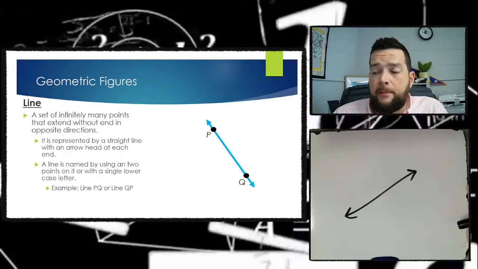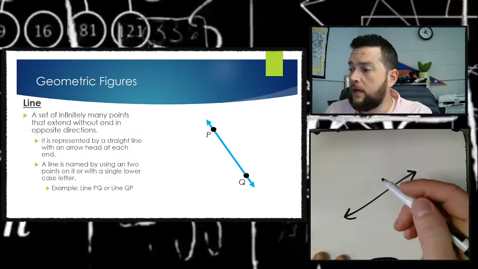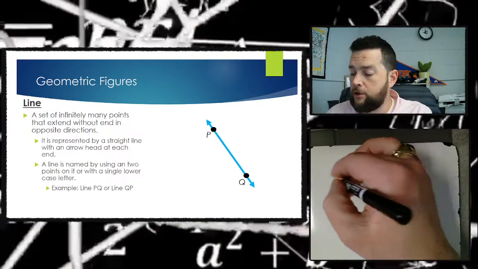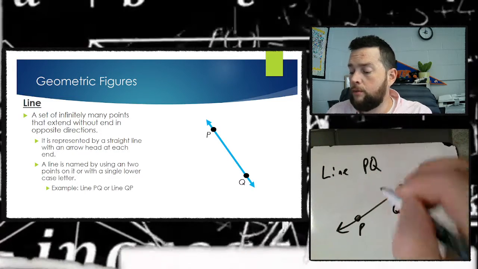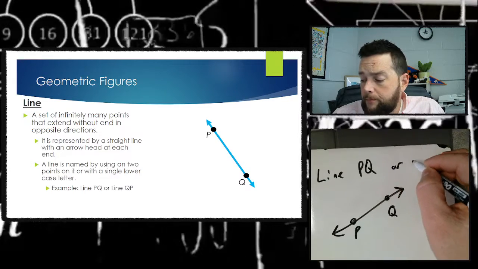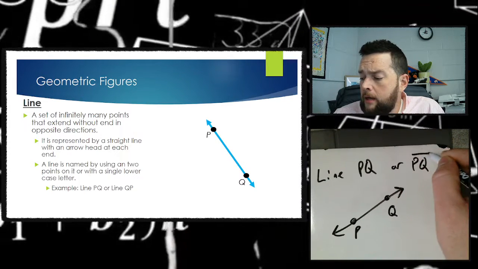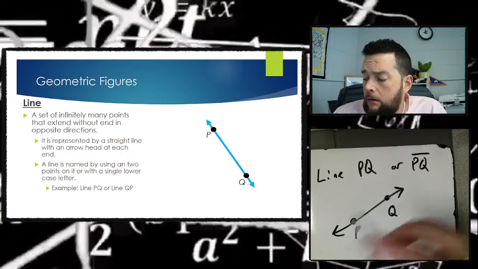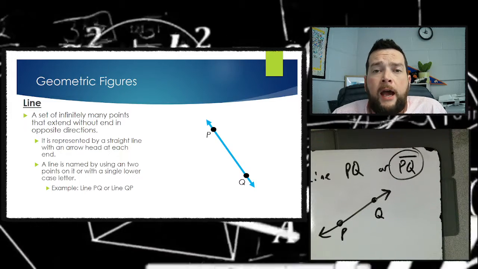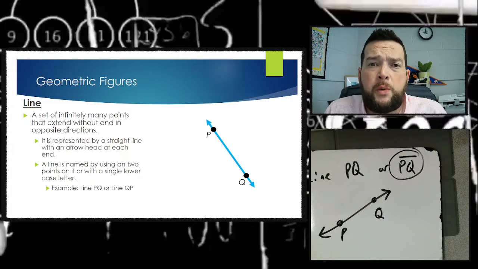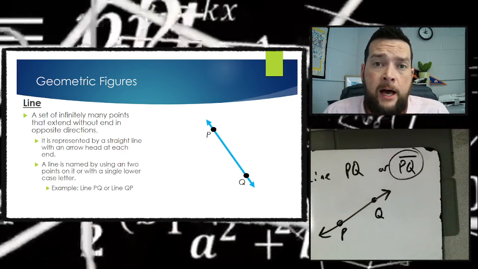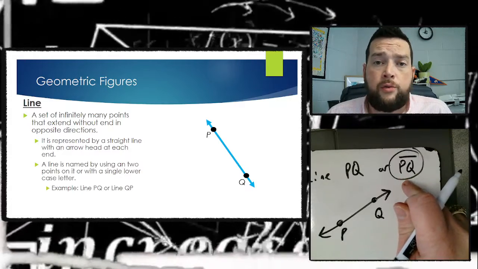A line can be named by using two points that are on the line. That's one way to name it. You could say this right here was line PQ, since we had each of these labeled P and Q. Another way we can name it is by writing PQ and putting a line over the top of it. That's a very short way to write line PQ, and that's the predominant way you're going to see it, especially when you take geometry in high school. You'll see that a lot.